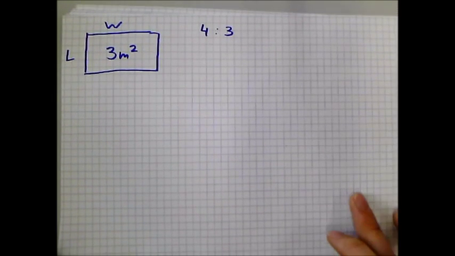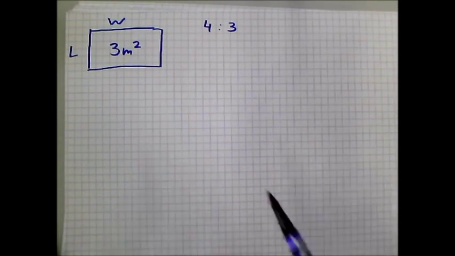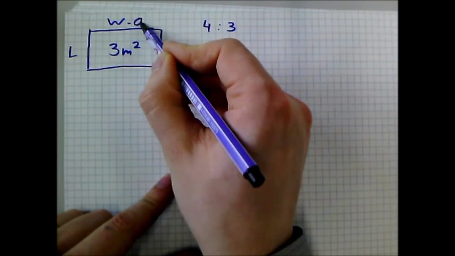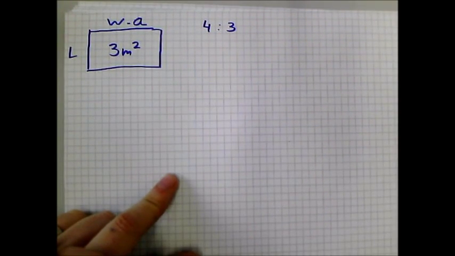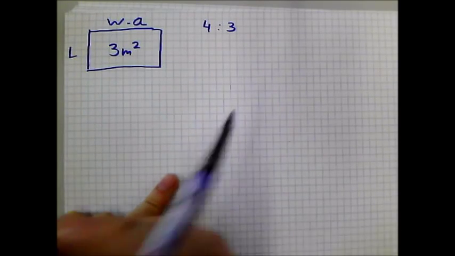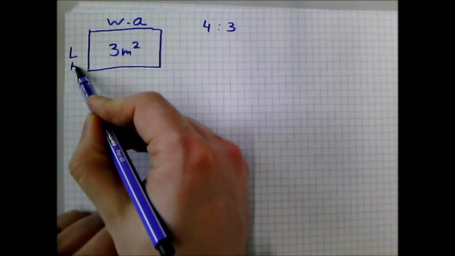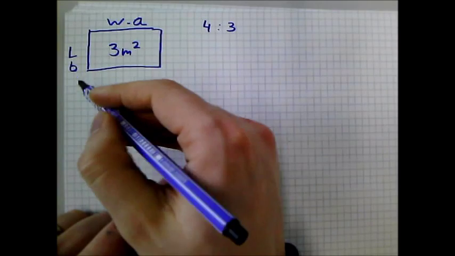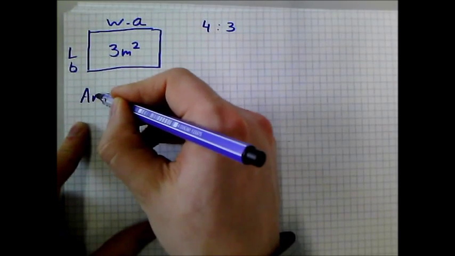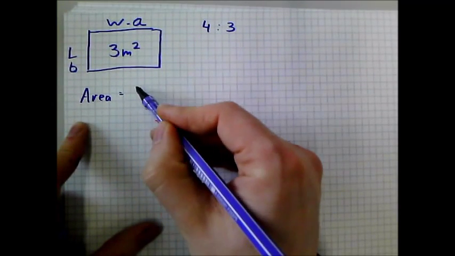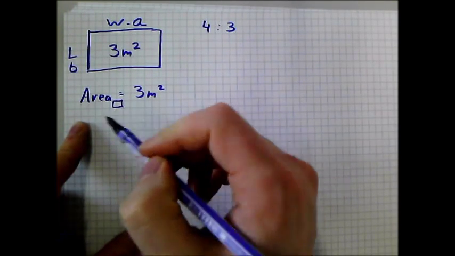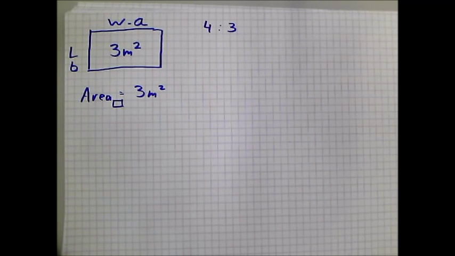So, let's put some unknowns on. I can call the width of my rectangle A. I don't know what that is yet, I'm just going to call it A. You can call it whatever you like. And my length I'm going to call B. I don't know what those are yet. And I know that the area of my rectangle is 3 meters squared.